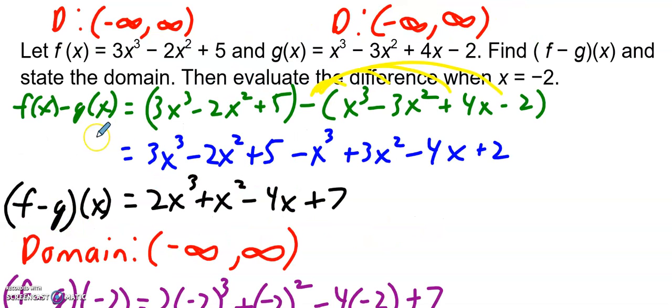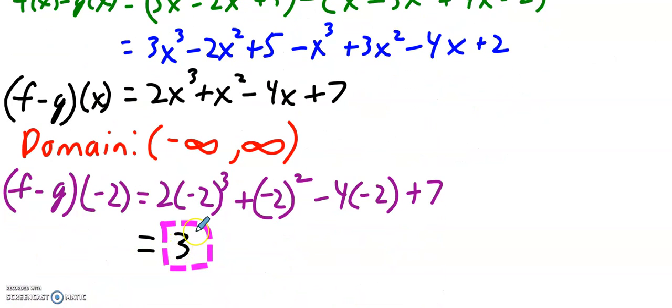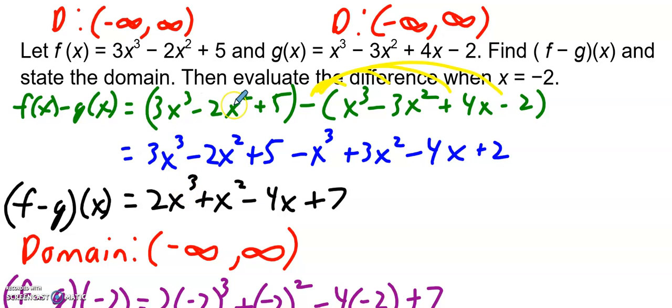Okay, so here, assuming I didn't make any mistakes, which can happen, f minus g of x is 2x to the third plus x squared minus 4x plus 7. The domain is all real numbers, or negative infinity to infinity. And f minus g of negative 2 is positive 3. Now, just a couple of quick things on how I got that if you were confused.